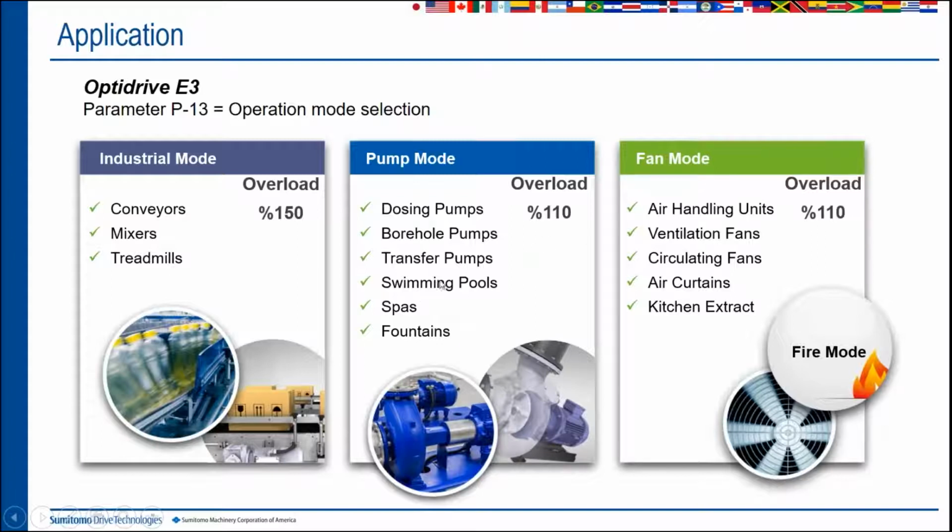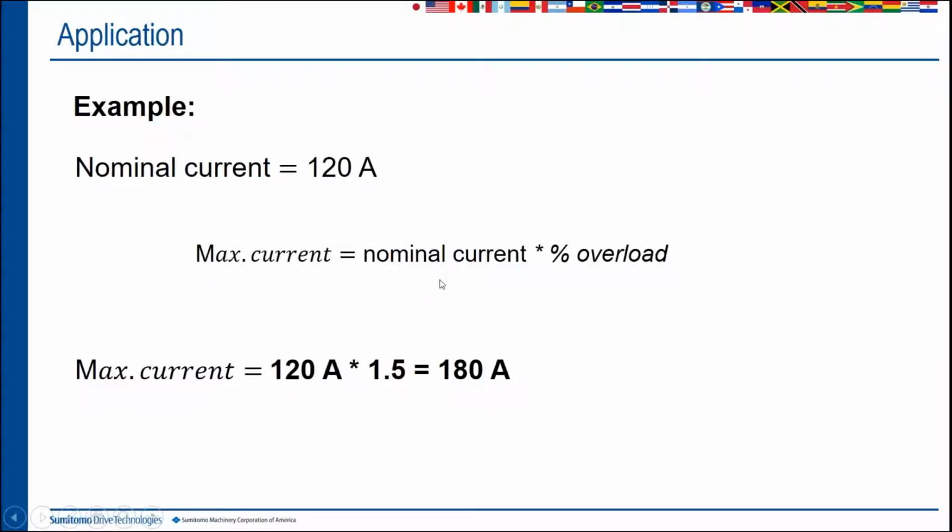This is the overload, and in this example, going back to the motor that we showed you before, the 120 amps motor, if it is used for a conveyor, you will use it in industrial mode. I mean, the drive will be used in industrial mode.